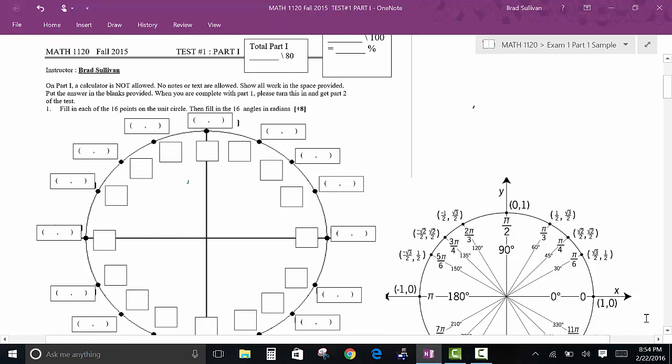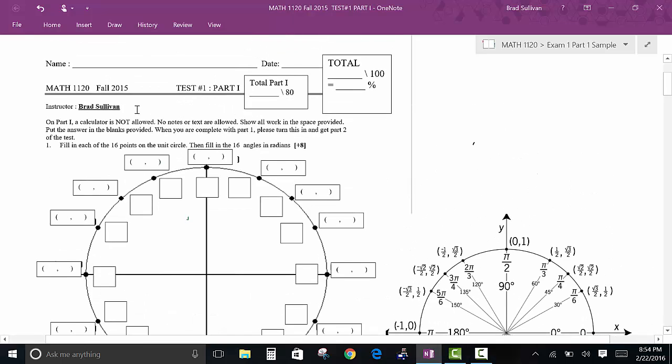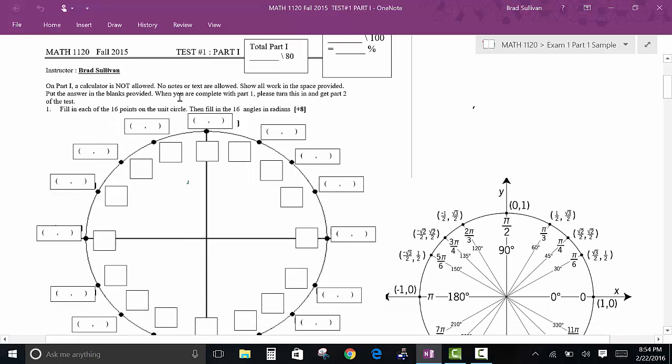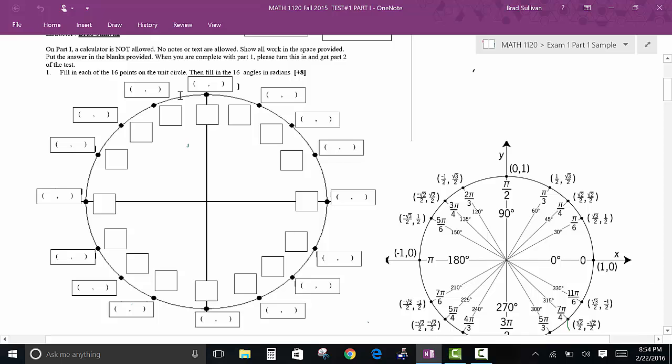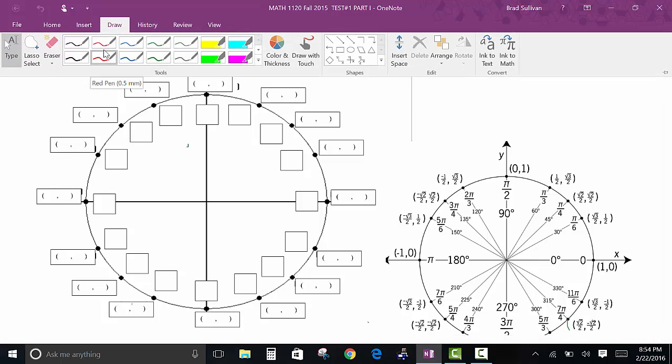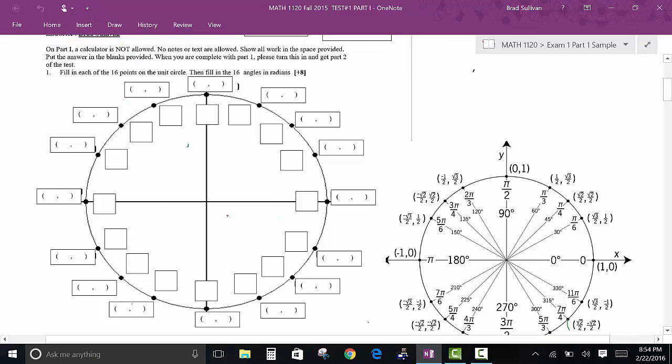All right, so this is going to be a recording of this first part of this sample test. So the first thing that you are going to be required to do is fill out the unit circle, so you need to be prepared to do that. Let's see, I'm going to go through how these points work again. Let's kind of look over that a little bit.